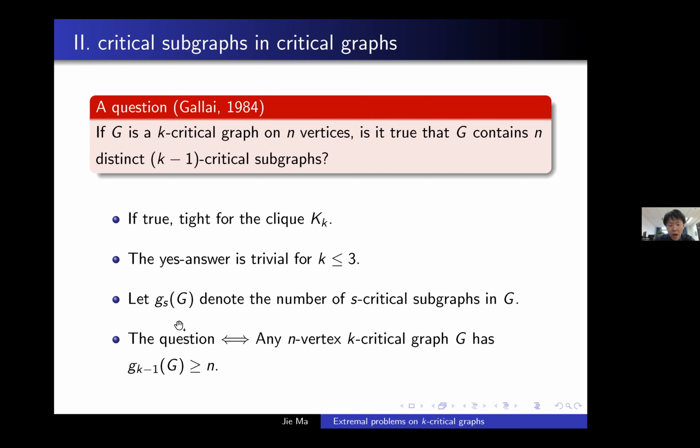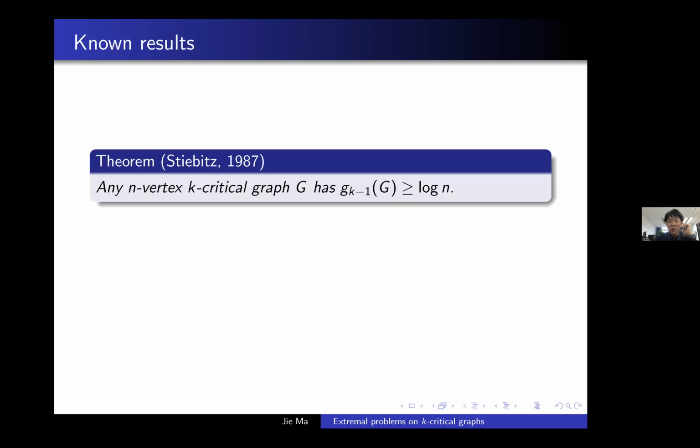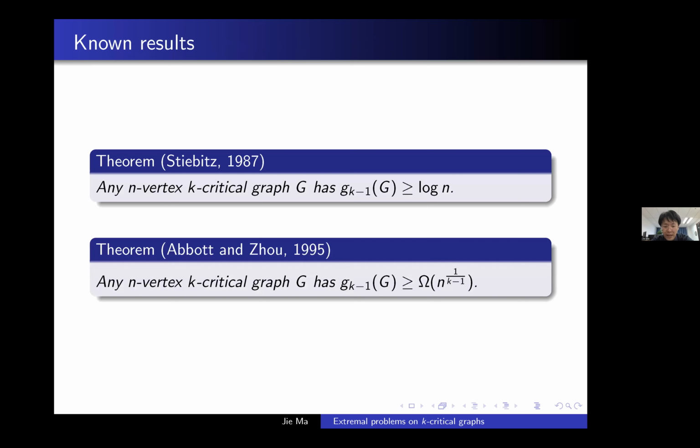From now on, let's define g_s(G) as the number of s-critical subgraphs in the graph G. So the question is equivalent to asking if the function g_{k-1} is at least n. What we know: the first result is due to Stiebitz. He proved that this function is at least log n, so at least when n goes to infinity, this function goes to infinity. Then the Abbott and Zhou result tells us that this function is polynomial, at least n to the 1 over k-1.